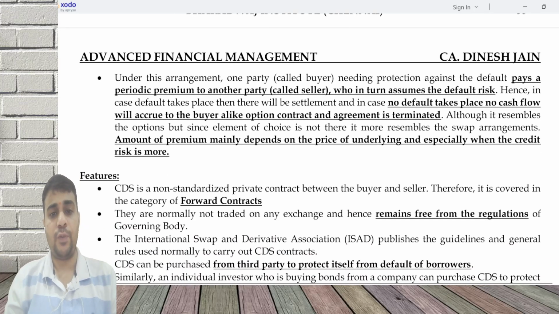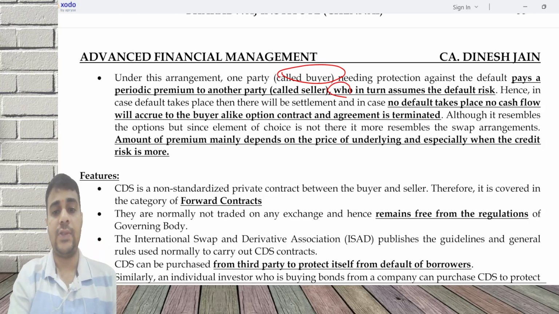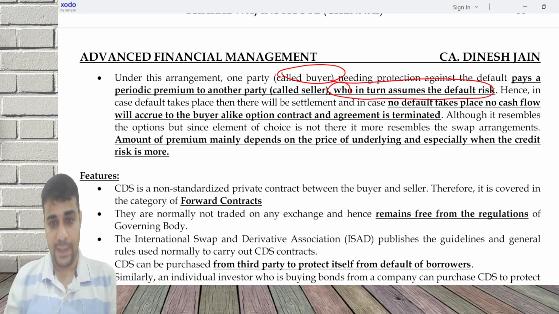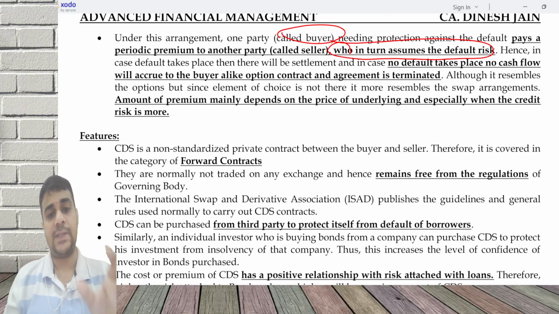Under this arrangement, one party called buyer needing protection against the default pays a periodic premium to another party who in turn assumes the default risk. In case default takes place, there will be settlement. No default, no cash flow will happen. Although it resembles the option, since element of choice is not there, you do not have a choice. It resembles more of a swap arrangement.